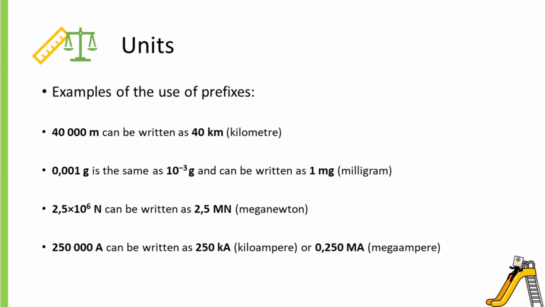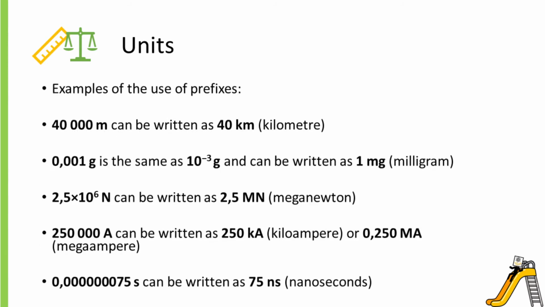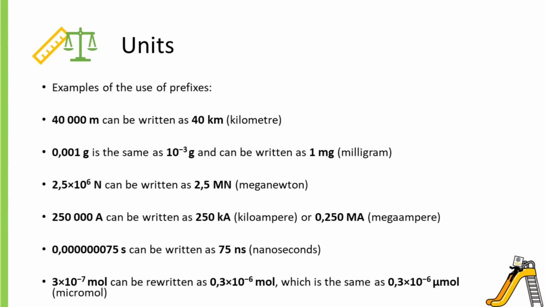If you have a long number such as 0,000000075 seconds, that can actually be written as 75 nanoseconds. If you have 3 times 10 to the exponent minus 7 moles, that can be rewritten as 0,3 times 10 to the negative 6 moles, which is also the same as 0,3 micromoles.